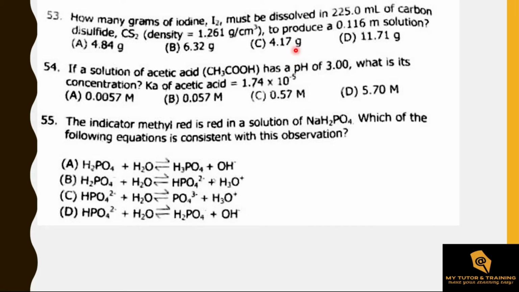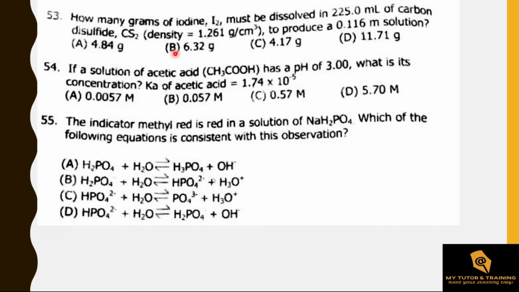N of solute over kilogram of what? Kilogram of solvent. So from these choices, A 4.84, B 6.32, C 4.17, D 11.71. From these choices, you can use the formula to calculate the molality of a solution and you will get the answer 6.32.